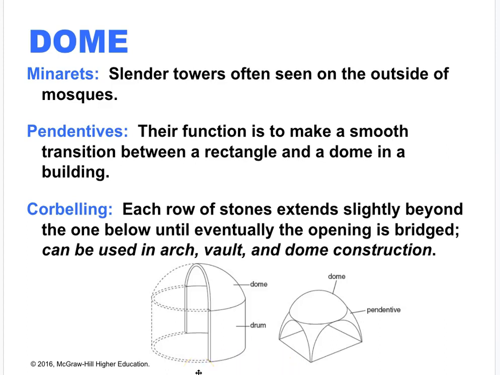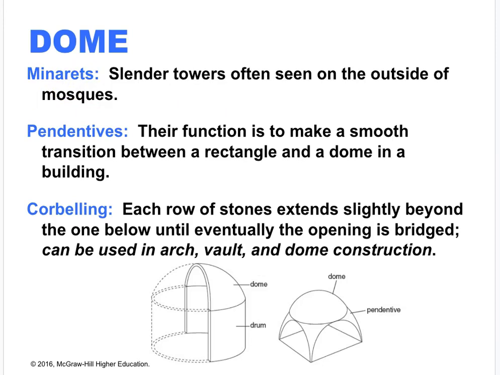So corbelling is just this, the idea of it gradually going out to meet. Each row of stones extends slightly beyond the one below until eventually the opening is bridged. Just like I was talking about with the coil pot. You can't go too fast at making it smaller or you'd have a point, you'd have a cone shape. To get this very graceful, perfectly calculated symmetrical arch, it has to be so slowly increased to get that effect of a dome. So that's what corbelling is. Each row getting smaller, skinnier. And I'll show you an example of these minarets that's not in the diagram here. Slender towers often seen on the outside of mosques.